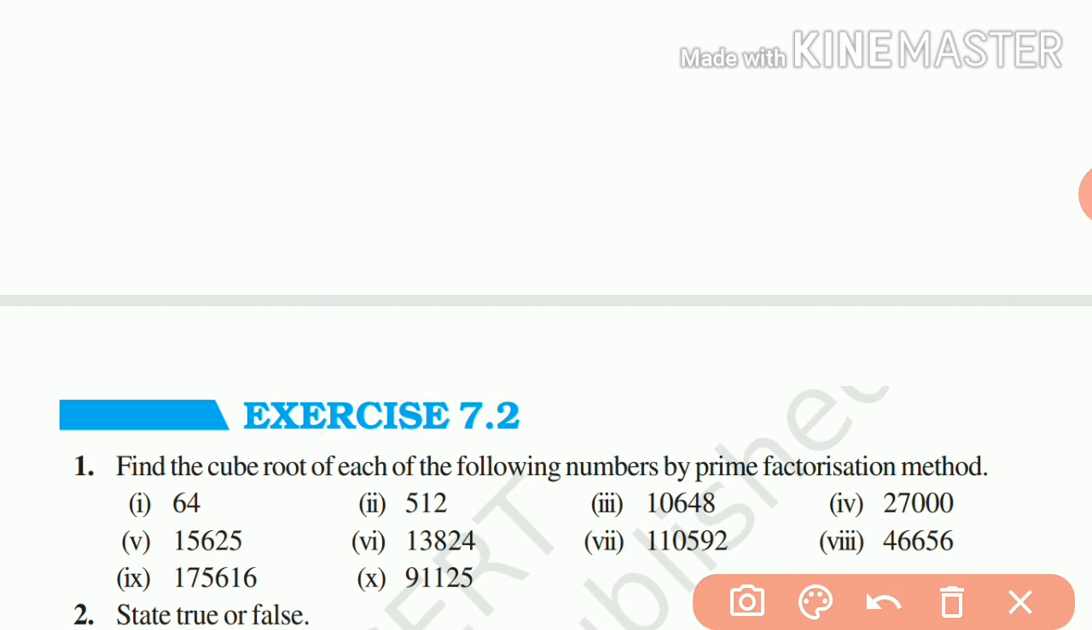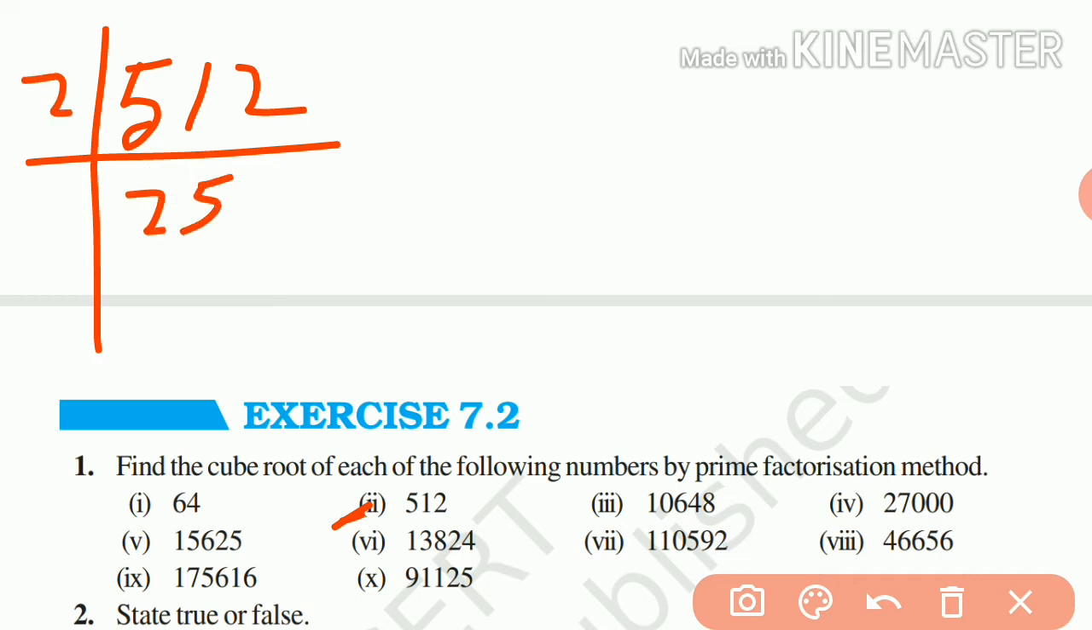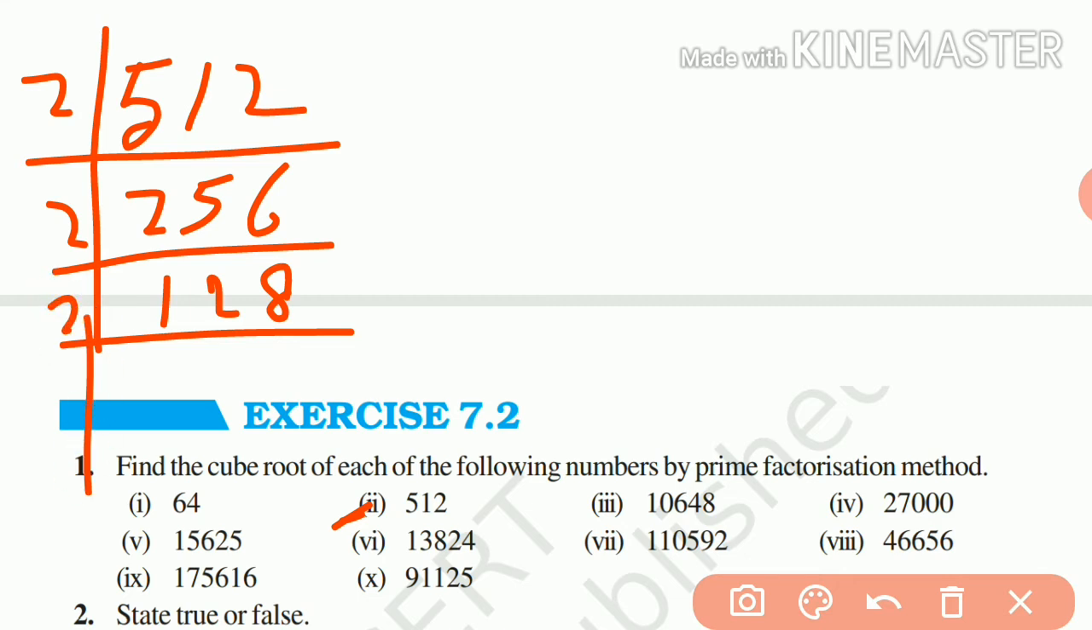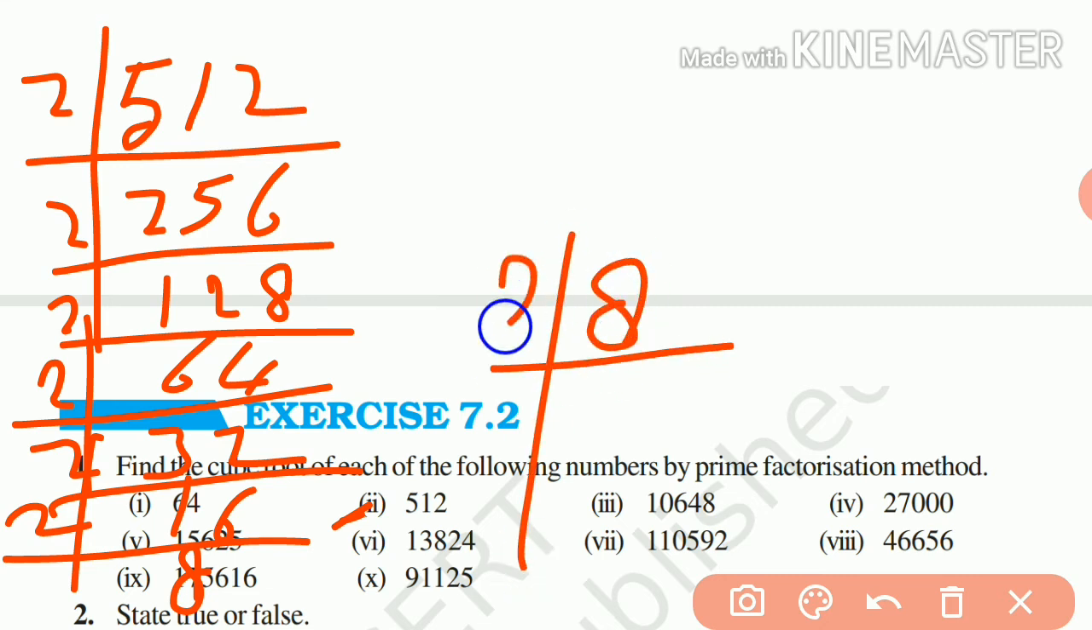Similarly, find the cube root of 512. We will factorize 512 by dividing repeatedly by 2: 256, 128, 64, 32, 16, 8, 4, 2, 1.